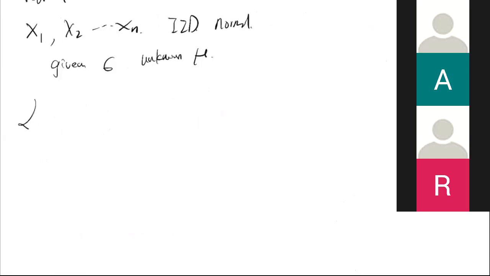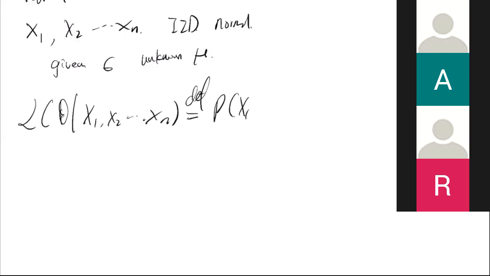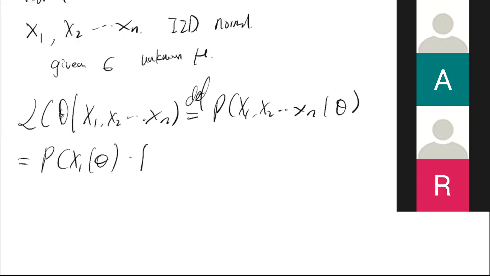So remember, if we're finding the likelihood of theta given x1, x2 up to xn, it's equal to, by definition, the probability of x1, x2 up to xn given theta, and it's just equal to the probability of x1 given theta times x2 given theta times up to xn given theta because of the independence.